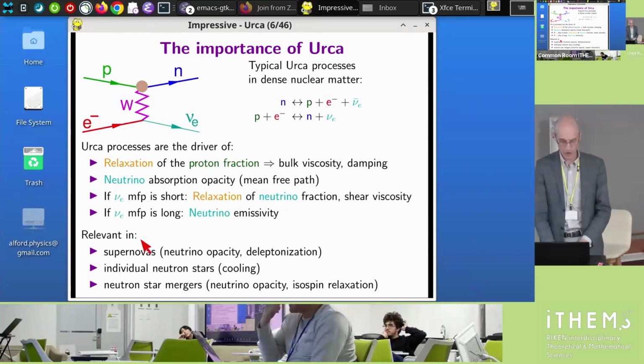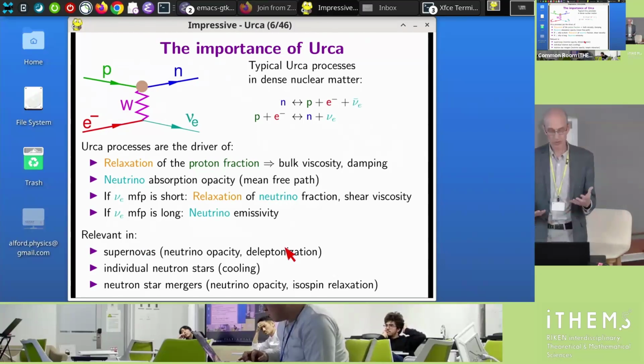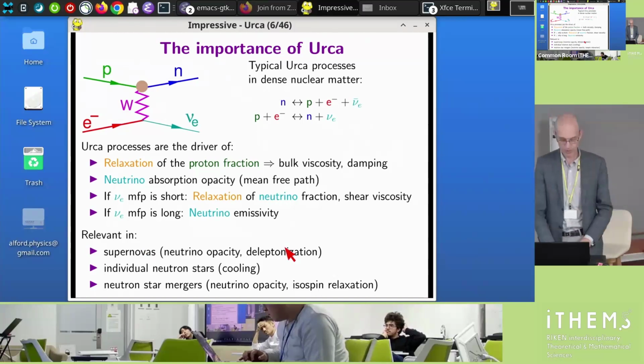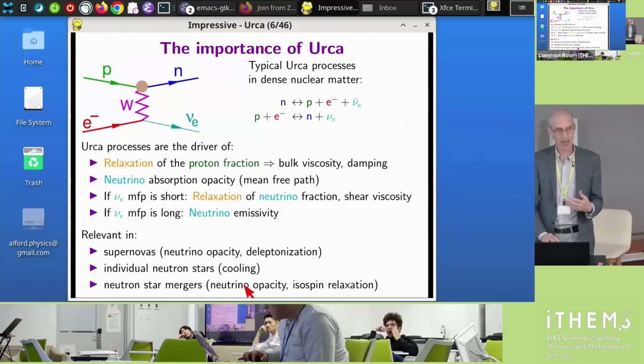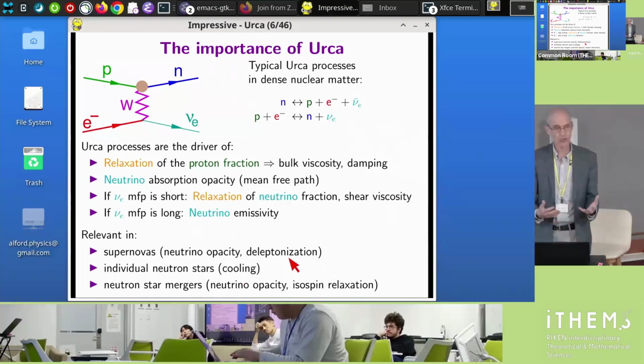And where are they relevant? I think you can already tell where that's going to be. Supernovas, where the neutrino opacity is important, how far can the neutrinos travel? The so-called deleptonization, where matter with the neutron-proton balance that we're familiar with in nuclei turns into neutron matter. The cooling of neutron stars, neutrino emissivity is relevant to that, and neutron star mergers, where the capturing of neutrinos and the relaxation of the proton fraction are important features. So there's all sorts of places where you want to calculate these Urca processes and get the answer right.